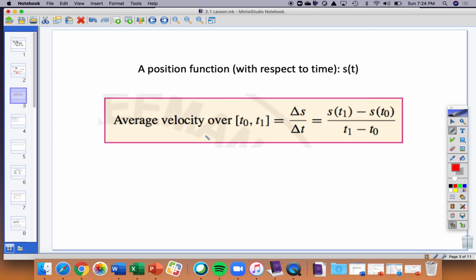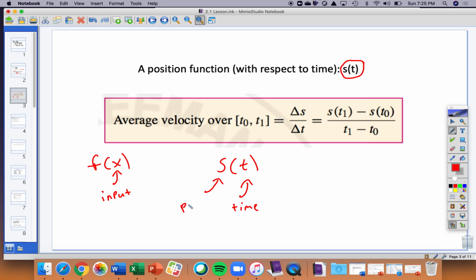Well, this is the formula that I just showed you that talks about average velocity. In calculus and physics, for those who have taken physics before, usually a position function is s of t. So instead of using f of x, where x is your input and f is your function, we use s of t, because usually when we talk about velocity and position, t is time and s is the position. That's why it might look a little funky.